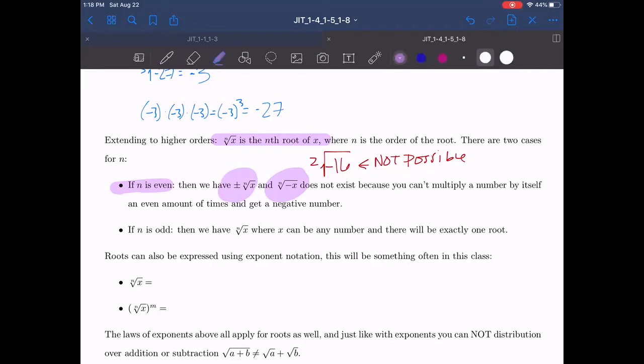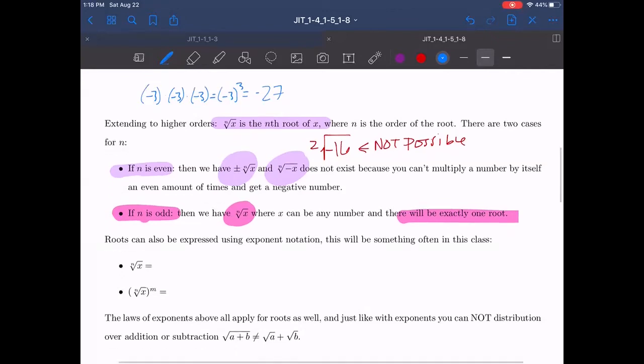Now, when n is odd, then we take our nth root of whatever number we want, and that can be any number. We can have negatives under there like we did with the 27. And there will always be exactly 1 root. I know this may seem a little confusing now, but as we do some examples, you'll see and get more comfortable with it.